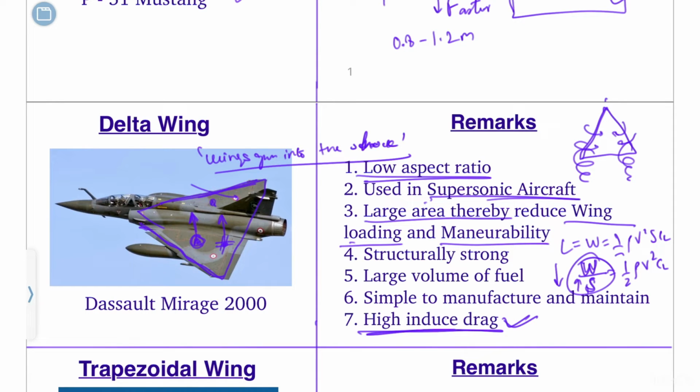Generally, if you know the idea, wing loading is reduced, so the maneuverability is very high because it can take further load. We will not go into depth of the wing loading and the load factor. The maneuverability is high in the delta wing.